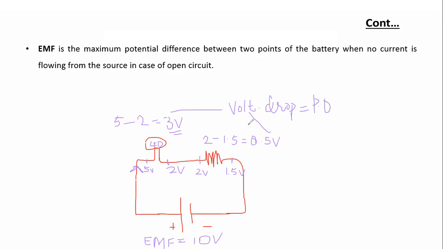I repeat, the unit for all these voltages is the same, that is volts. The only condition to measure the voltage drop or EMF is that the circuit should be complete. If the circuit is broken at any point, there won't be any current flow and you will not be able to calculate the EMF or the voltage. So I hope this is quite clear to everyone.